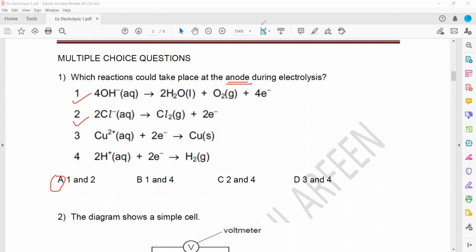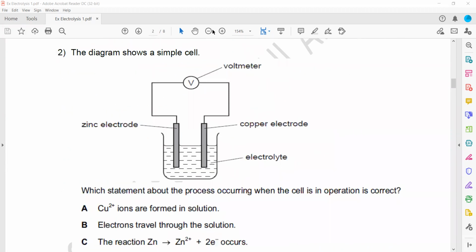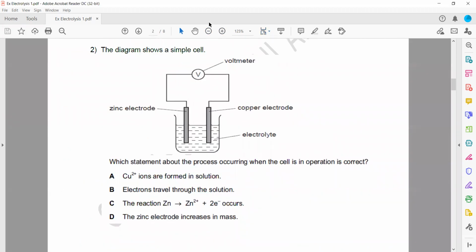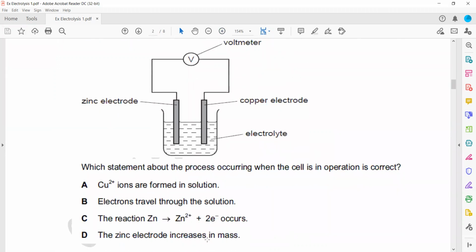So when we have anode and cathode, anode always attracts the negative ion. The diagram shows a simple cell. As you can see, this is a simple cell. Which statement about the process occurring in the cell operation is correct?